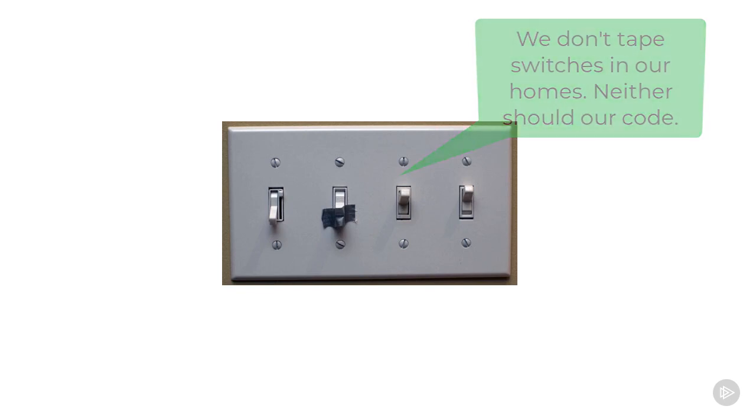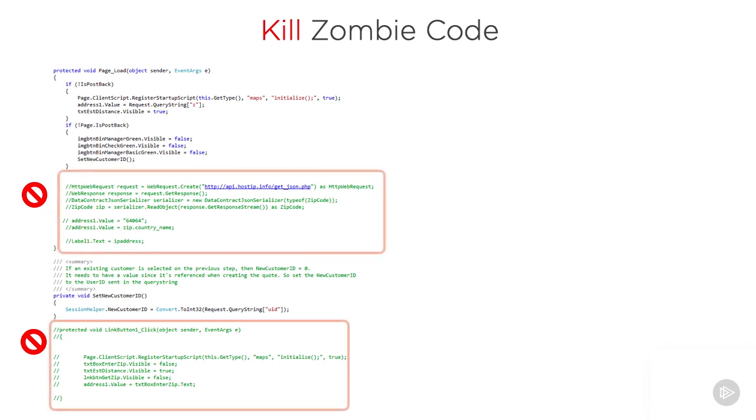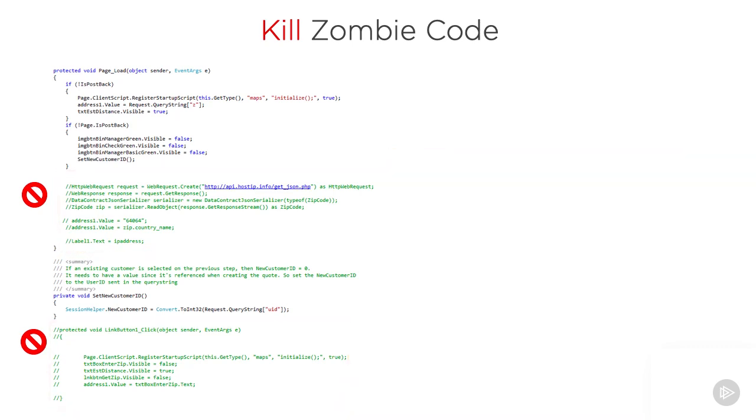So what does this odd behavior look like in code? Well, it looks like this. Imagine you're reading through code trying to fix a bug or add a feature. What do you do when you come to sections of commented out code? It totally disrupts your flow. These sections of commented out code are zombie code.